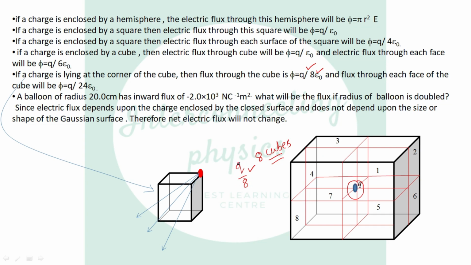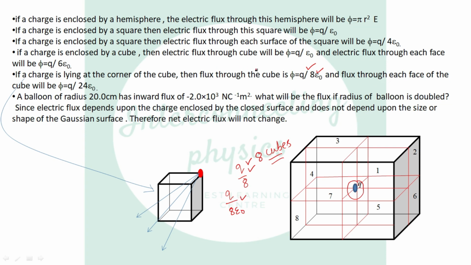If charge is shared by each cube as q by 8, then what will be the electric flux through this cube, which is given? Only one cube we are given with. So electric flux will be q by 8 epsilon naught. Is that clear? Now, flux through each face of the cube.